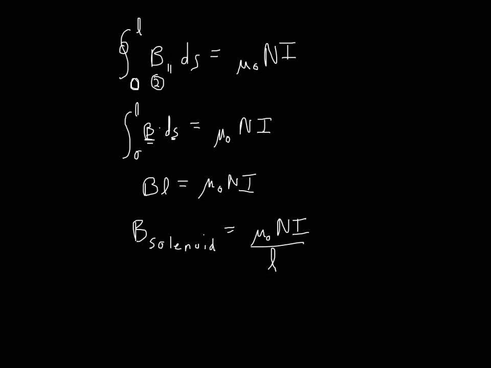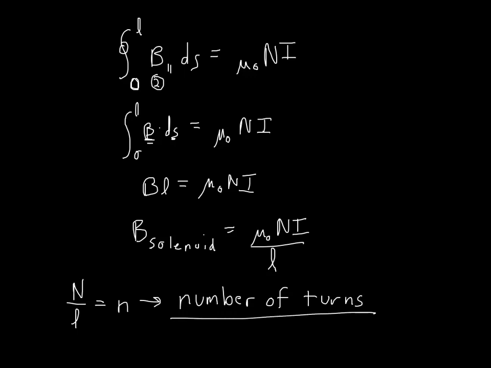And what we typically do is we separate this n divided by L and we call it a lowercase n. And this stands for the number of turns in a coil divided by the length. That's how we use Ampere's law to find the magnetic field of a coil.